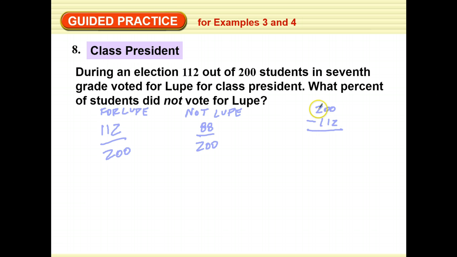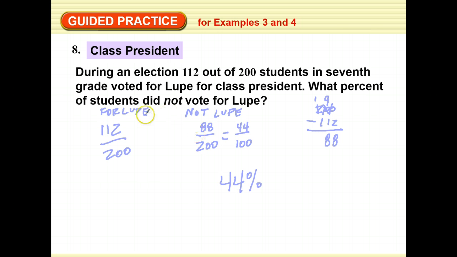Okay, let's see. I need to borrow from here, make this a 10. I need to borrow from there, make that a 9, and then this becomes 10. So 10 minus 2 is 8. 9 minus 1 is 8. And the way I did it, I just said, well, what do I need to add here to get there? That's how normally I do it. Okay, so we know that 88 out of 200. Well, what percent is that? Well, from 200 to 100, you divide by 2. So we'll divide 88 by 2, and you get 44. So 44% did not vote for Lupe.